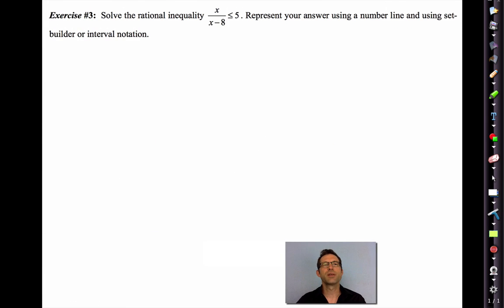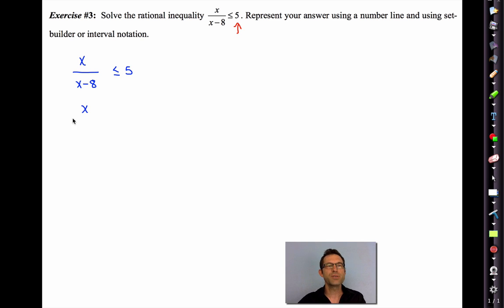All right, exercise number 3. Solve the rational inequality x divided by x minus 8 is less than or equal to 5. Represent your answer using a number line and using set builder notation. All right, so what we're going to do in this case is, because we're comparing this to 5, what I really want to do is compare it to 0. And that means I've got a little bit of work to do before I even start with anything else.